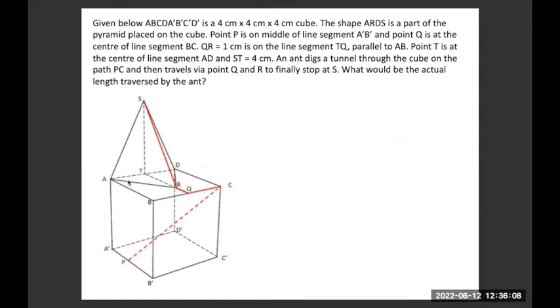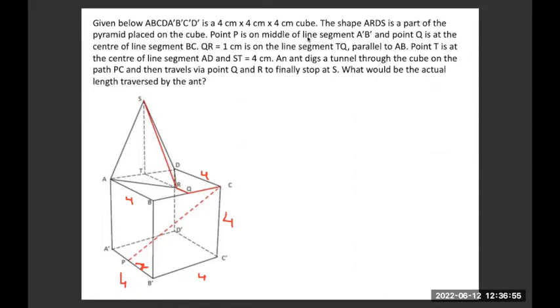So here you are given a cube which is 4 by 4 by 4. So this is 4, this is 4, this is 4. This is also 4, and this is also 4, which makes PB to be 2. What else is given? The shape ARDS is a part of the pyramid placed on a cube.